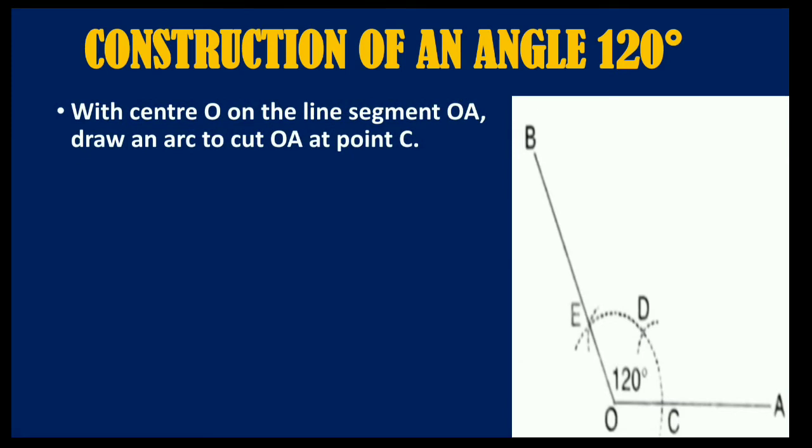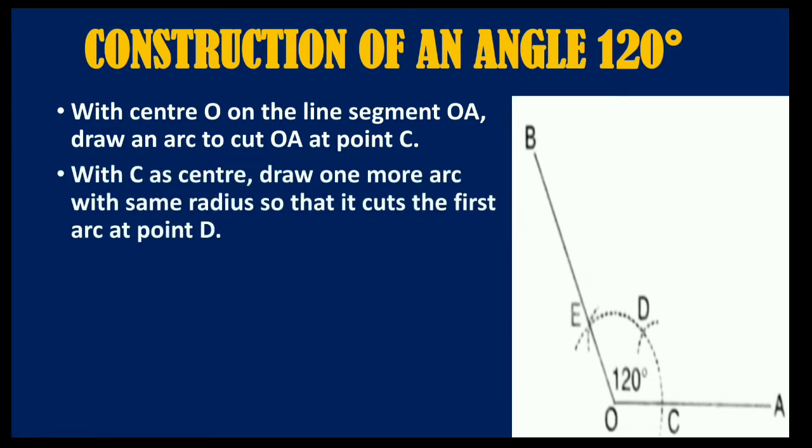So with center O on the line segment OA, draw an arc to cut OA at point C. With C as the center, draw one more arc with the same radius so that it cuts the first arc at point D.